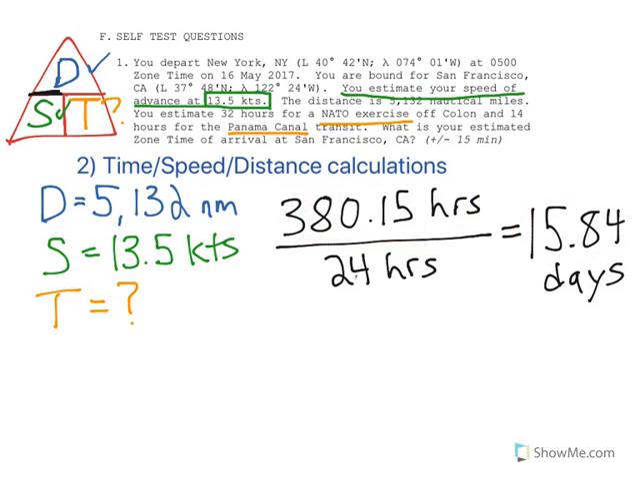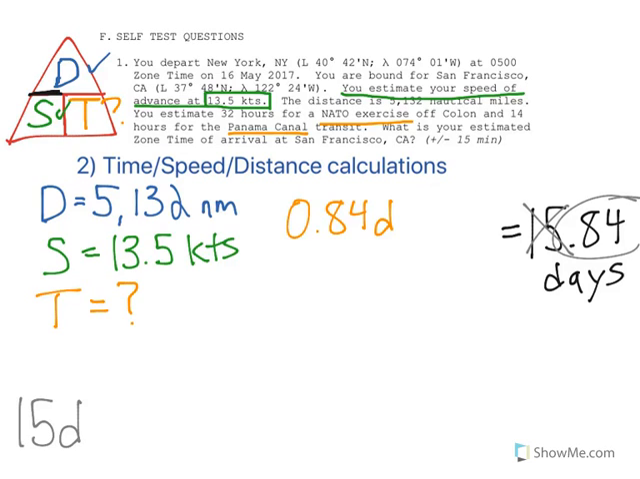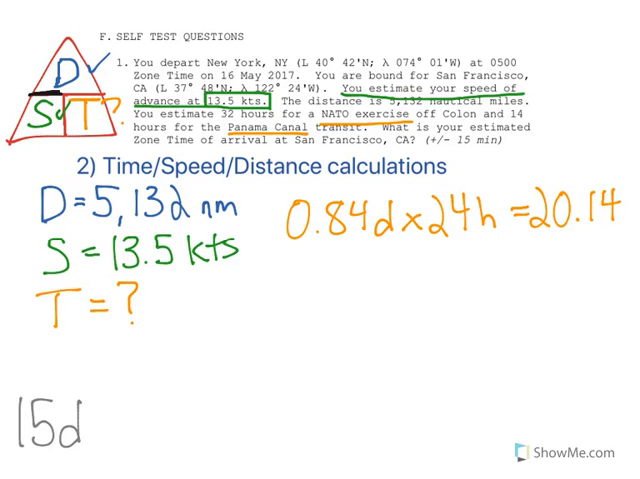So now on our piece of paper, we'll write down 15 days in the corner, and then in our calculator, we'll subtract 15 from that number we got, and we're left with just 0.84 days. Now we need to convert that into hours. So we take 0.84 days, and we multiply it by 24 hours, because there are 24 hours in one day, and we get 20.14 hours. So we just found out that another way to say 0.84 days is 20.14 hours.